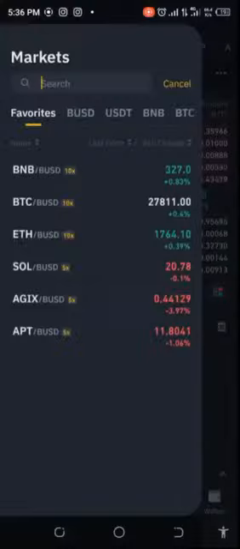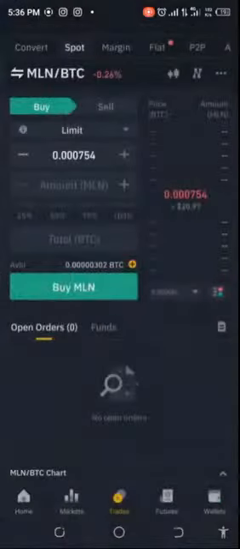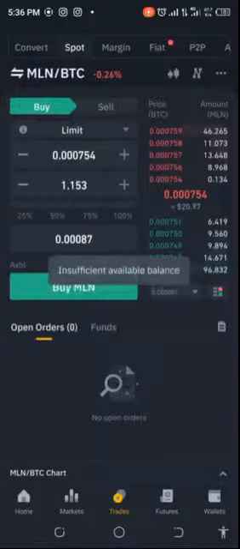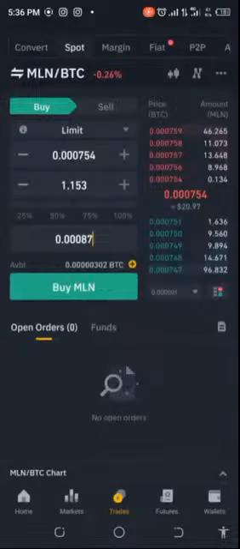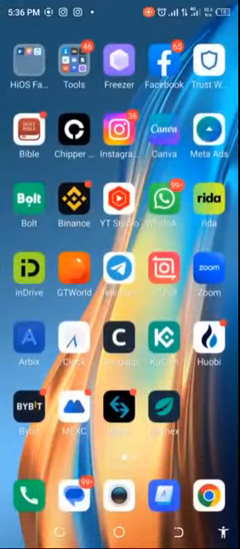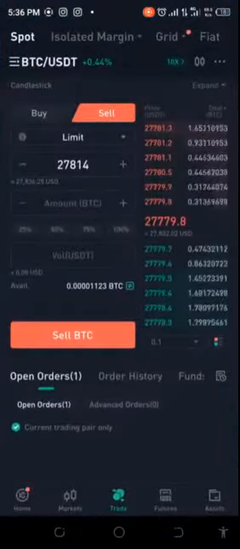Okay, so let's go ahead and do MLN BTC. All I have to do now is buy that, put in the BTC and buy that. So what I have is 1.153, which is good. Now if I copy that amount and go over to KuCoin immediately and check what it will be, then we'll take off all the charges.